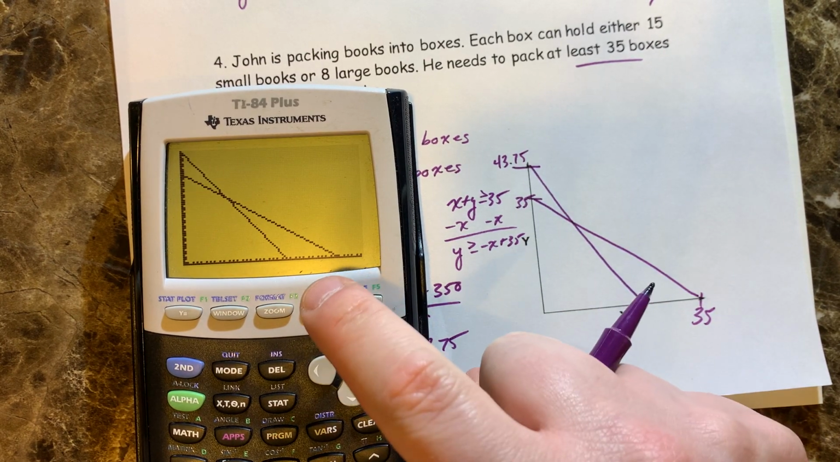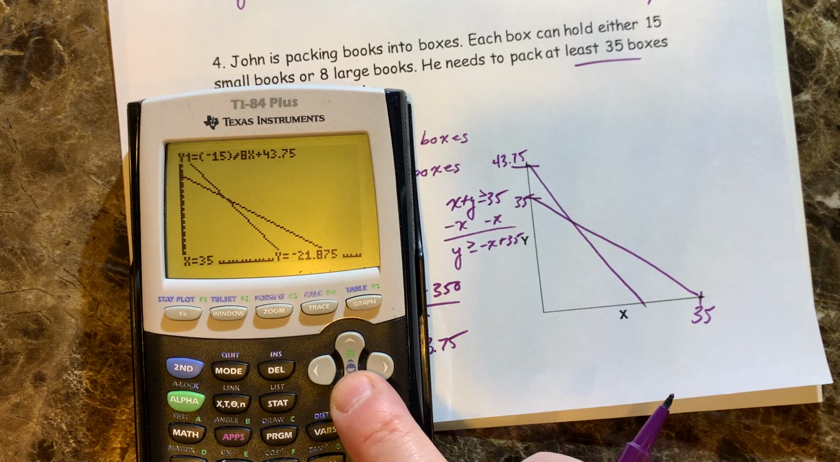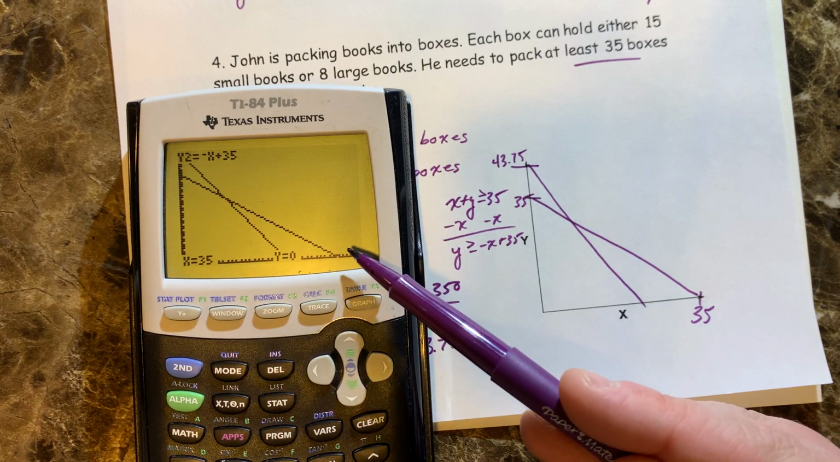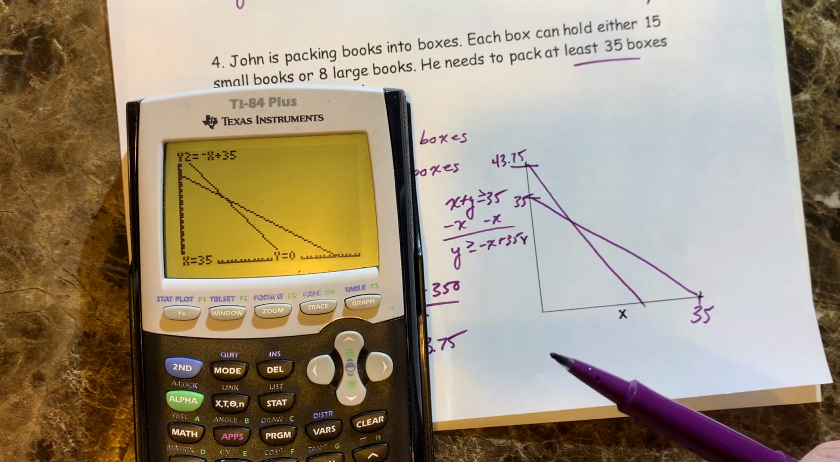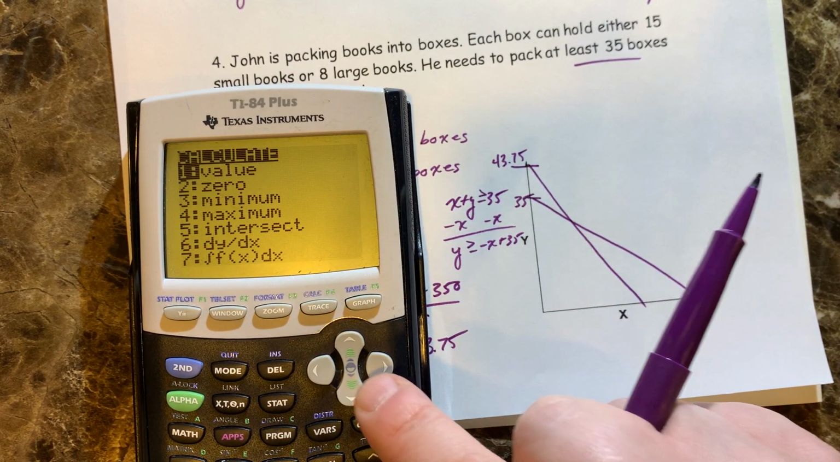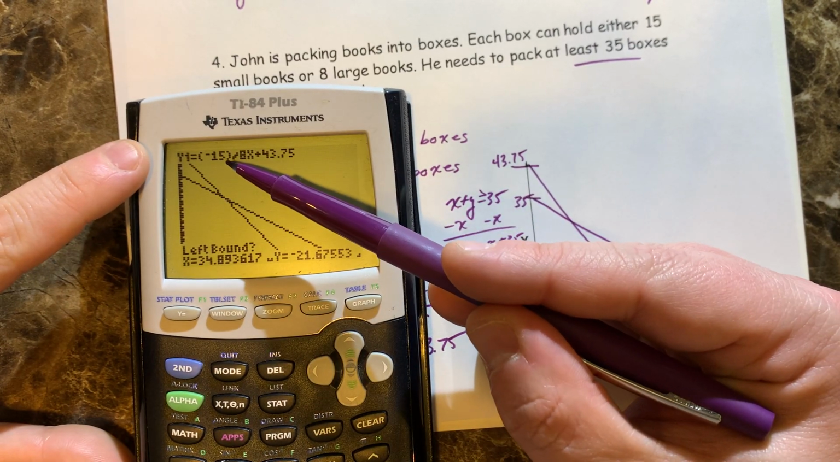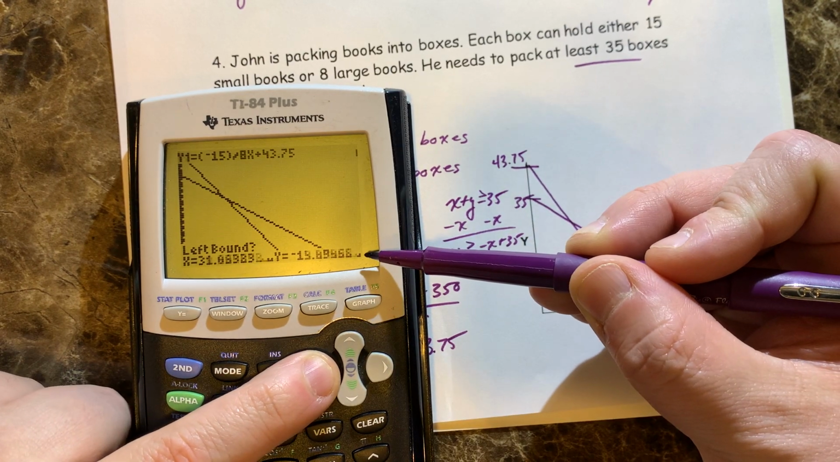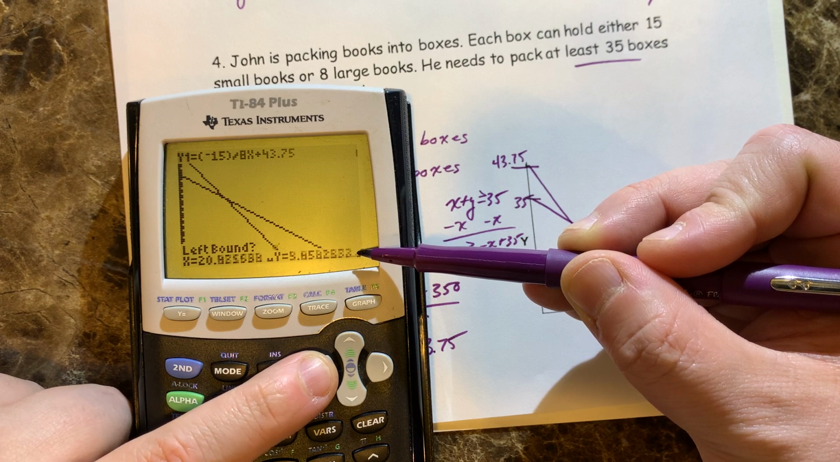So go ahead and hit trace 35, and you will see that if we do that for the second equation that we typed in, it is hitting 0 there. You can barely see it flashing. Okay. The other one, maybe we'll have to do second calc 0 for. So I'll go to the first equation. Left bound, you can see I'm way in the negatives. So I need to scroll to the left until I see the cursor appear. There it is.